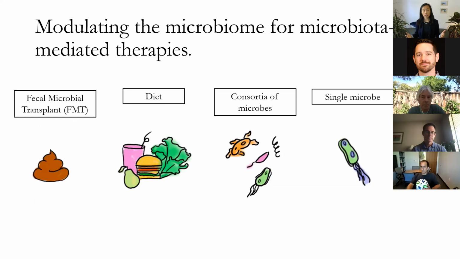There are a number of different ways that we can modulate the microbiome. Perhaps the most crude are fecal microbial transplants, or FMTs. This is my gut contents into your gut contents. This has been highly effective in things such as recurrent C. diff. We can also use diet to modulate the microbiome. I'll talk about that extensively today. And consortia of microbes or single microbes. These are often packaged as probiotic supplements. And then we'll go on to what the future of modulating microbiome might be at the end of the talk.